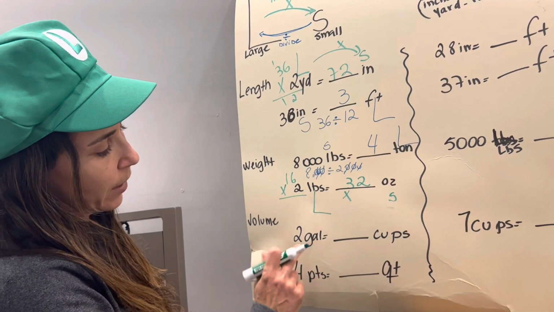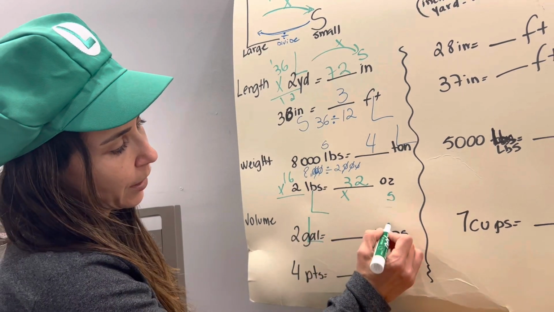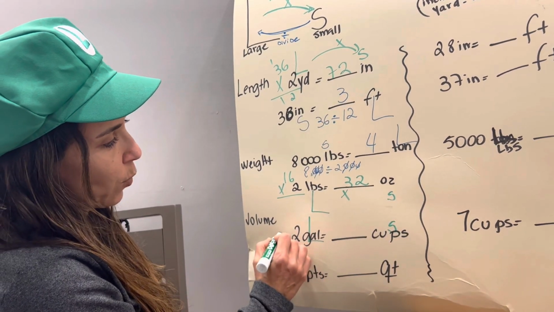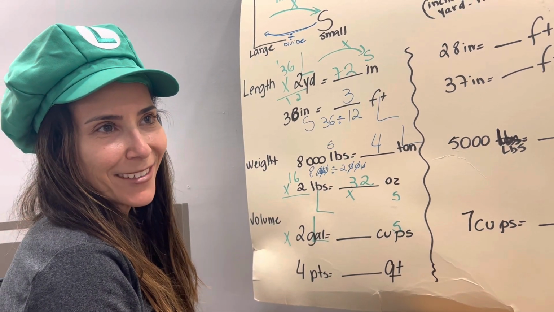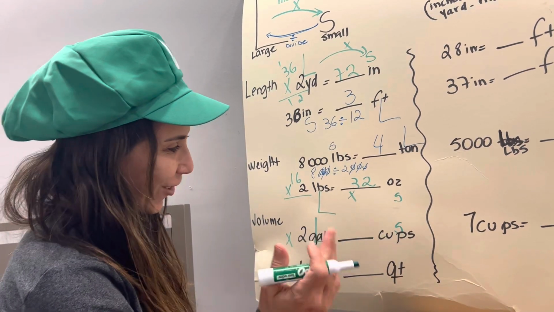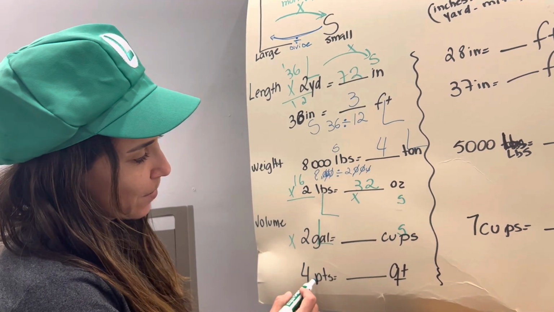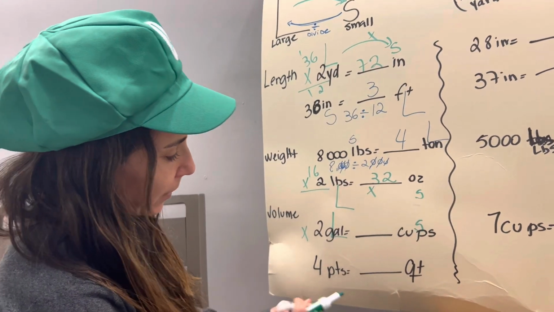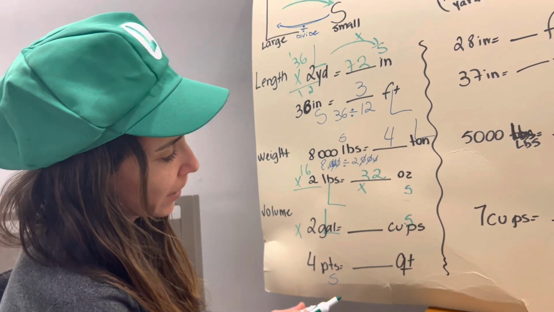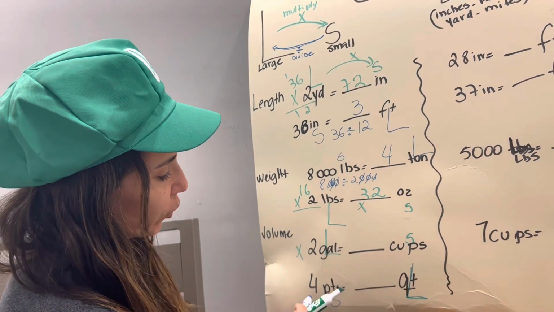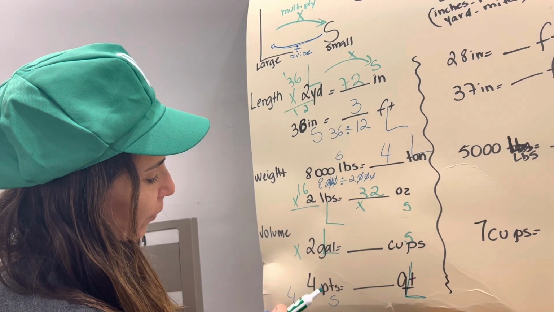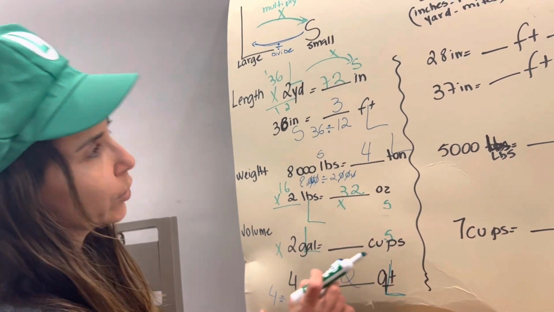Volume, same thing. This is my large. This is my small. I am going to multiply. How many cups are in a gallon? I forgot. And here, pints to gallon. Pints is the small, gallons is the large. So in this case here, I am going to divide. 4 divided by 2. My answer will be 2.